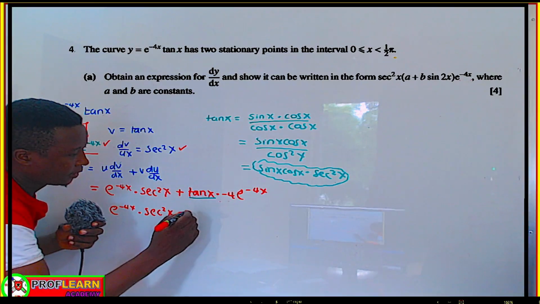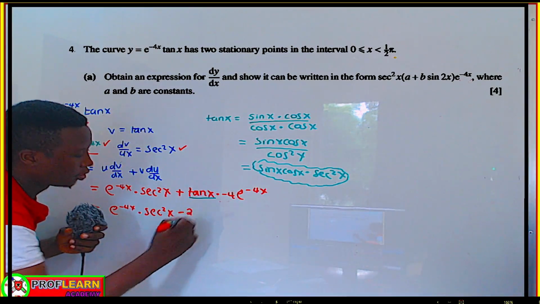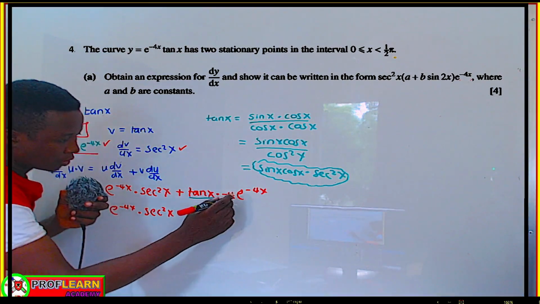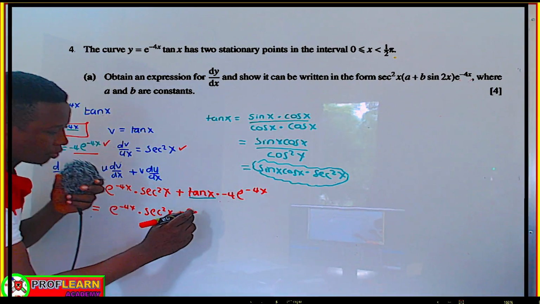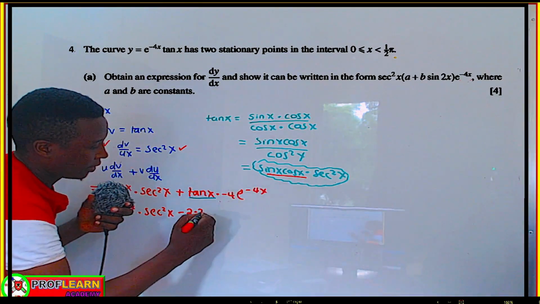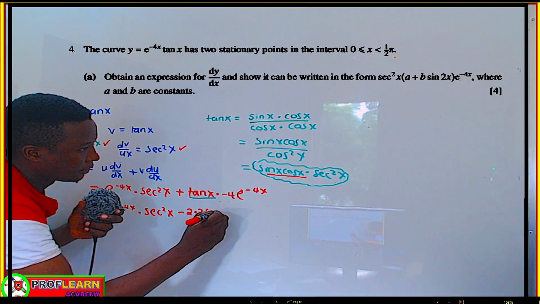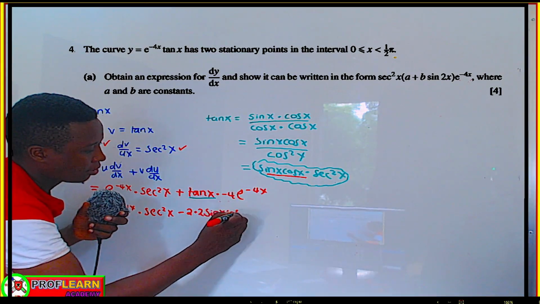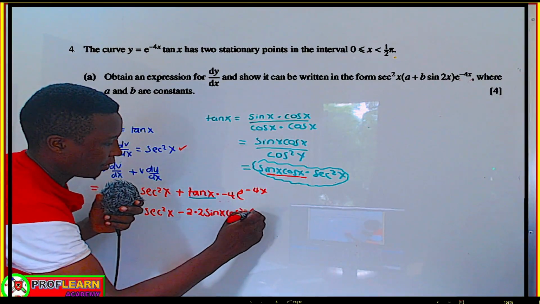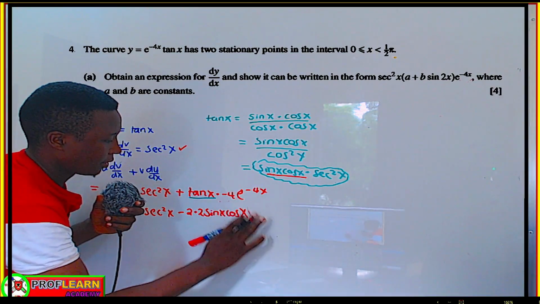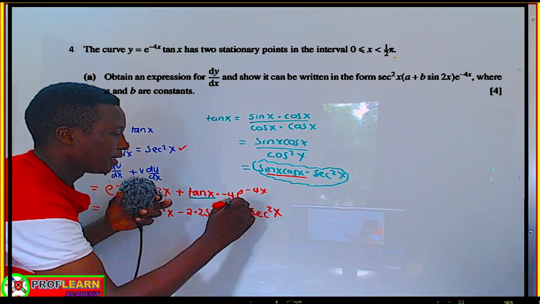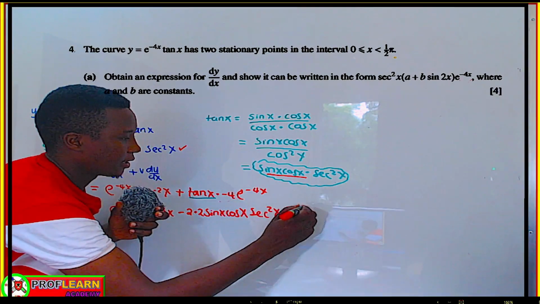Then this will be minus 2 times, because we are having 4 here, so I'm going to say it's 2 times 2, but I need now to write that sine x cos x, then I have exponent, okay, sine x cos x, then sec squared x, then I have my exponent negative 4x.